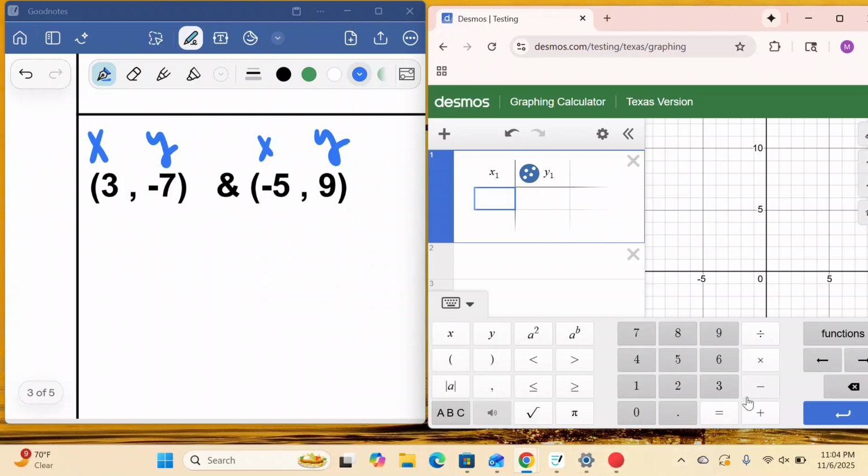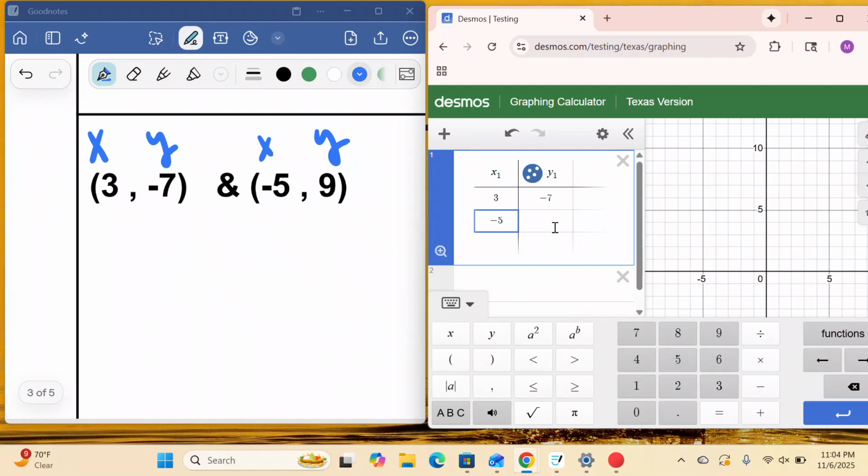So I'm going to go ahead and place in 3, and then on the y value, I'm going to do negative 7. I'm putting my first ordered pair. On the second one, I'm going to put negative 5, and on my x value and my 9 on my third value. If you feel more comfortable doing the x, y table, you can go ahead and do the x, y table, but again, that is not necessary to find slope as long as you understand the concepts.